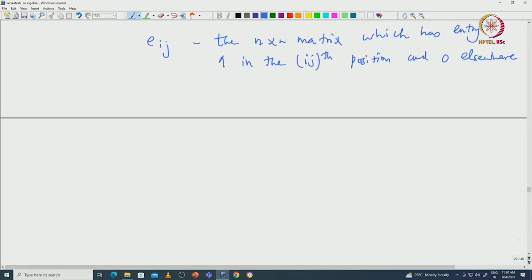Now it is easy to do computations between the elementary matrices, using matrix multiplication. If I take E_ij and multiply with E_kl, then if j equals k, we get E_il, otherwise we get 0. So if I call the Kronecker delta δ_jk, then E_ij E_kl is nothing but δ_jk times E_il. This is simple matrix multiplication.